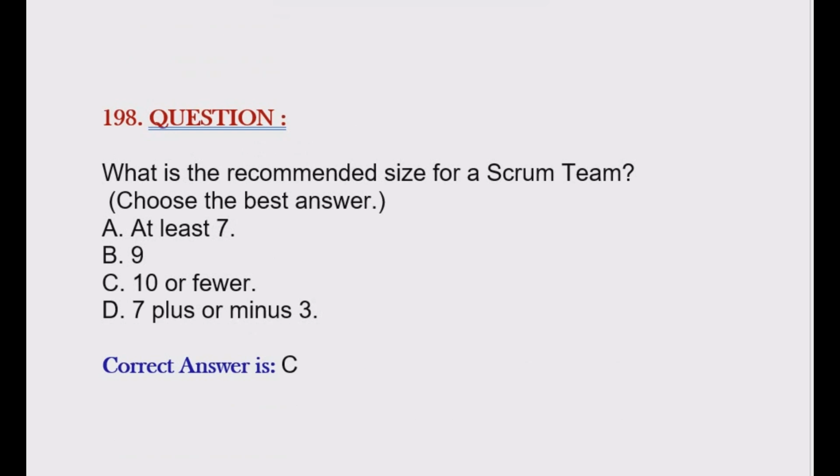Question is, what is the recommended size for a Scrum team? Option A, at least 7. Option B, 9. Option C, 10 or fewer. Option D, 7 plus or minus 3. Correct answer is option C.